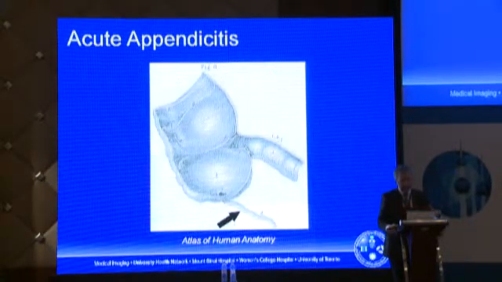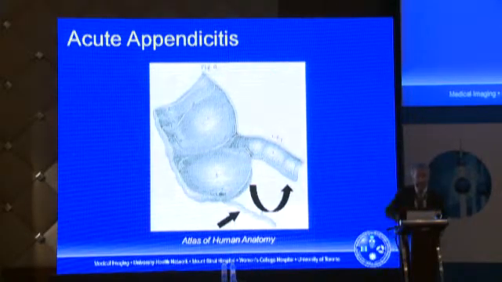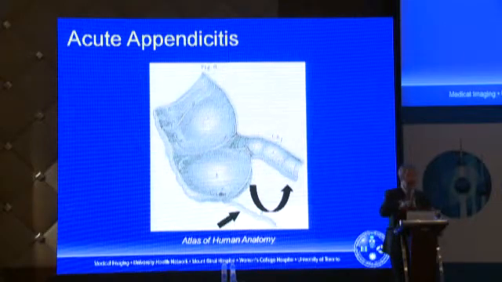Now, what we have to remember is the cecum's on a mesentery. So while the ascending colon has a pretty predictable position and orientation, the cecum has a mesentery. That's why we can get a cecal volvulus. So the cecum is mobile, and the degree of mobility varies from patient to patient.